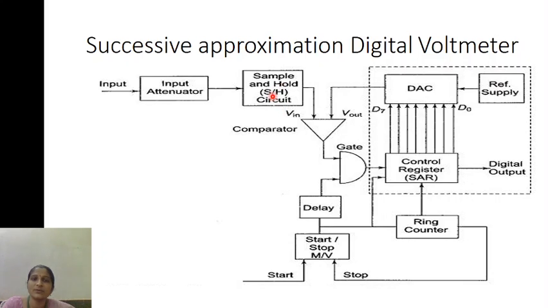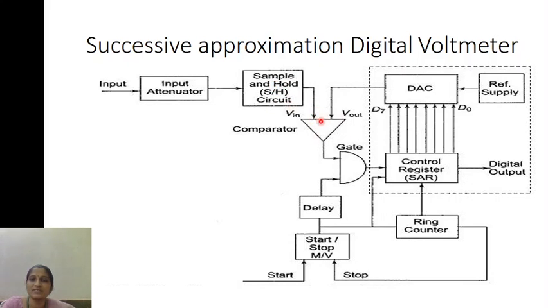This sample and hold circuit is used to send the input voltage to the comparator. When the first input is being measured, then it will hold the signal for a certain amount of time until the measurement is complete. When the measurement is complete, the next sample is sent to the comparator. So, it will sample and hold. It is the sample and hold circuit.